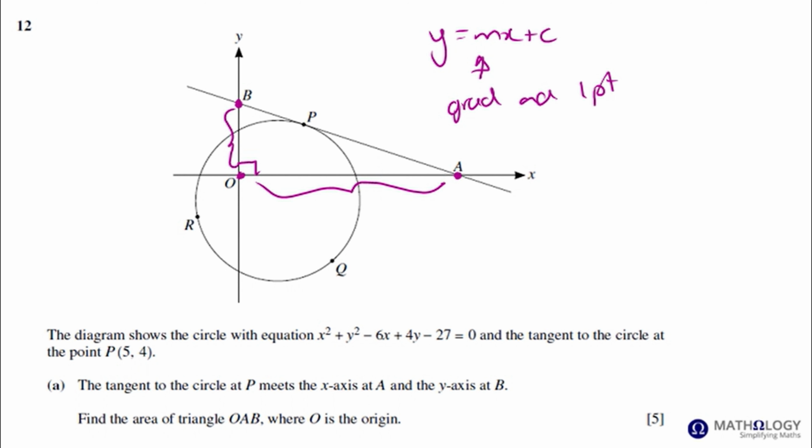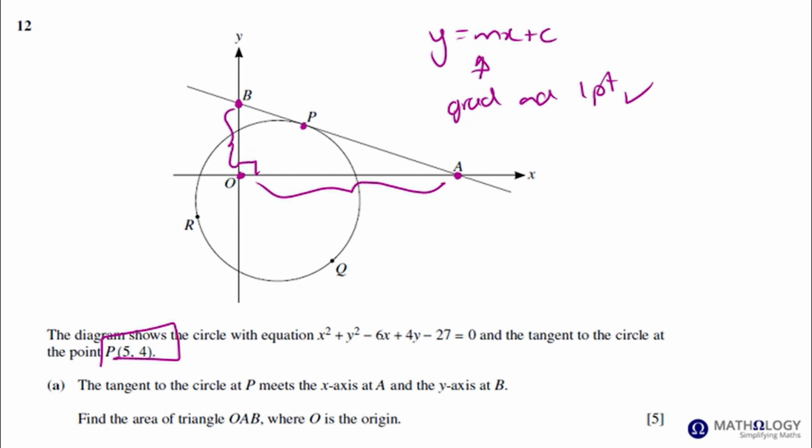The point that lies on the line, since we're required to find points B and A, we have to use point P, which we know. They gave us the point P, which is (5, 4). So we have the point. We just need to find the gradient of tangent BPA now.